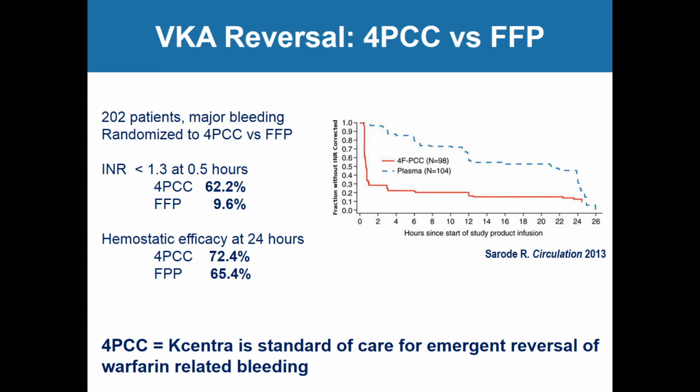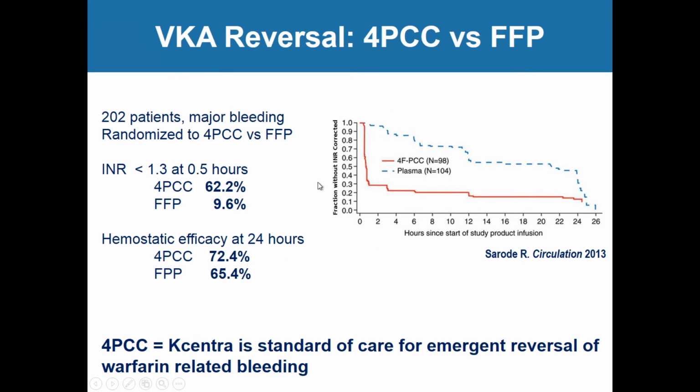A great study was published by Ravi Sarode in Circulation in 2013, comparing the use of 4-factor PCC, the non-activated 4-factor PCC, versus FFP in 202 patients who presented with major bleeding. They were randomized to 4-factor PCC versus FFP, and the endpoints were INR less than 1.3 at 0.5 hours after administration, as well as hemostatic efficacy at 24 hours.